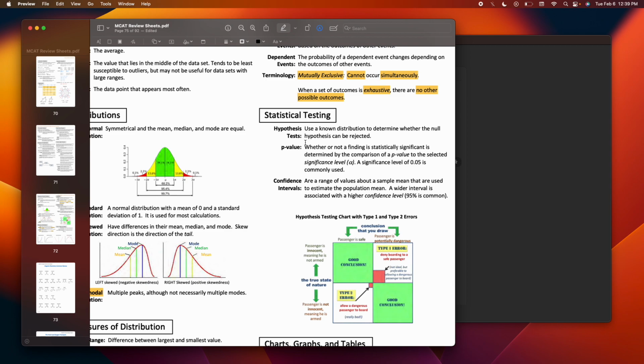Now for hypothesis tests, we use a known distribution to determine whether the null hypothesis can be rejected. The p-value determines whether or not a finding is statistically significant, by comparing the p-value to the selected significance level, alpha.